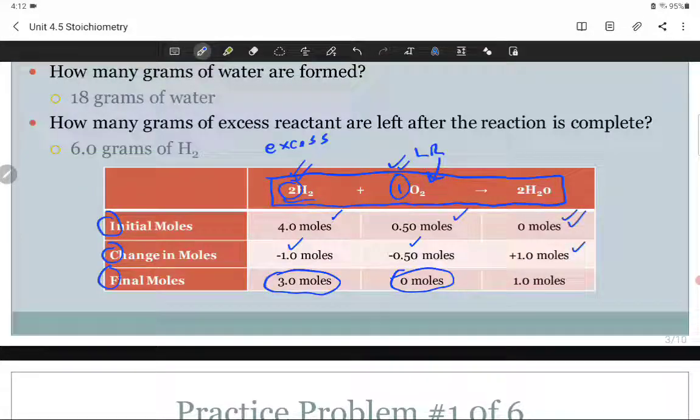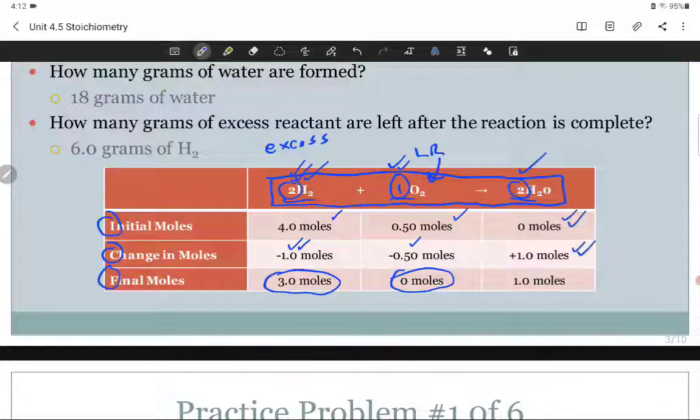Because it's a 2 to 2 ratio. So wherever you have a 2, you have a 2. That means that the change has to reflect that 1-to-1, or in this case 2-to-2 ratio. So if we have a 1 change there, we have to have a 1 change here.